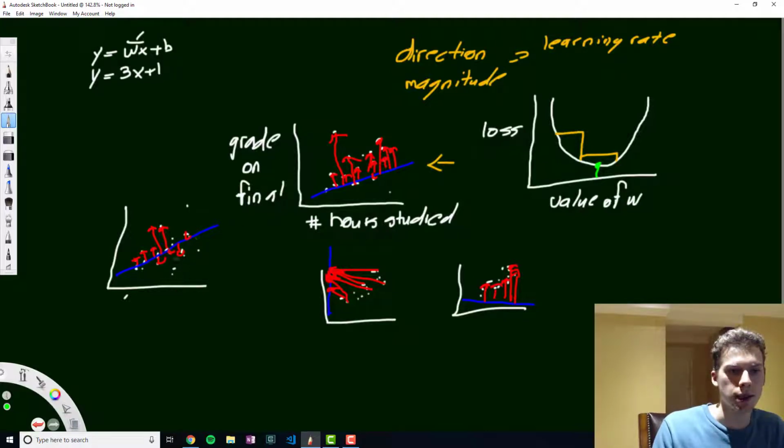And so let's say that we were given a student that had studied 20 hours and we wanted to predict his grade on the final exam. Well, we would just take the corresponding grade right here, which let's say is 80%.